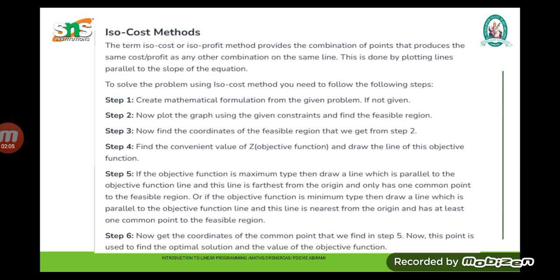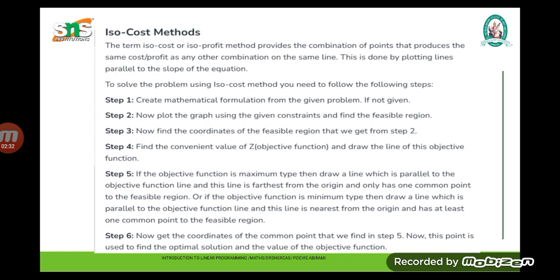Once the mathematical formulation is done, we have to plot the graph by using the constraints. We are plotting the points to find the feasible region of that graph. Now we have to find the coordinates of the feasible region, what we have got in our step 2. Find the convenient value of z, that is the objective function, and draw the line of the objective function.